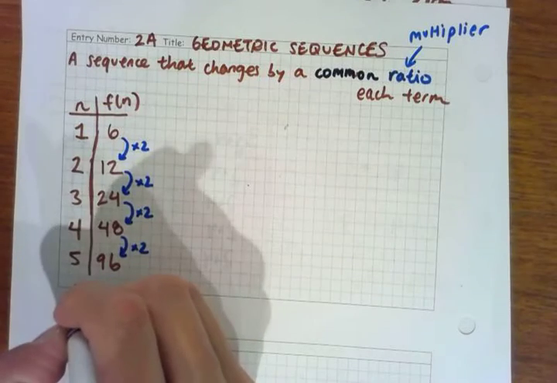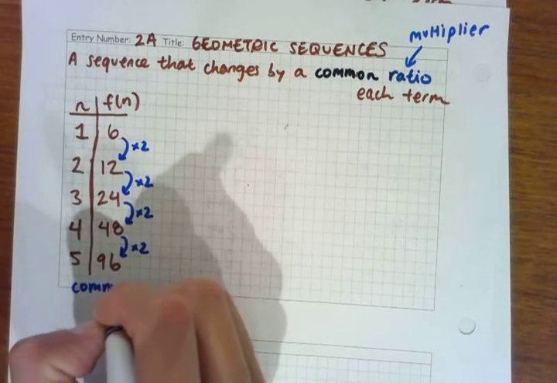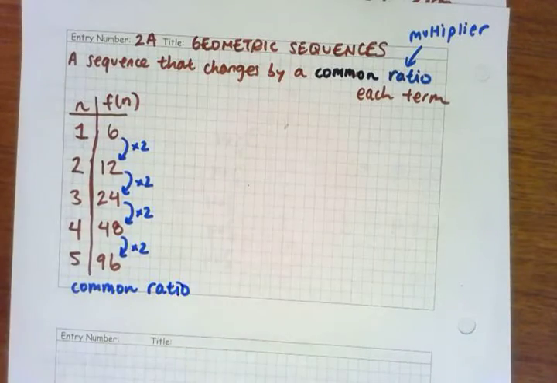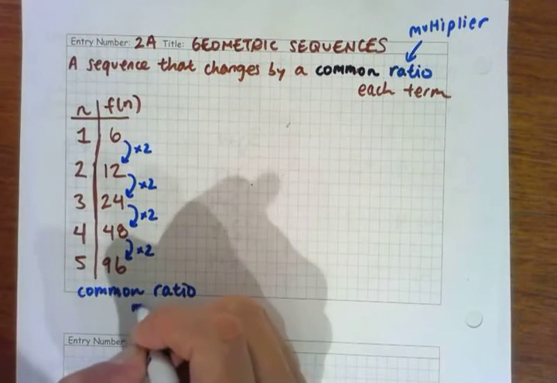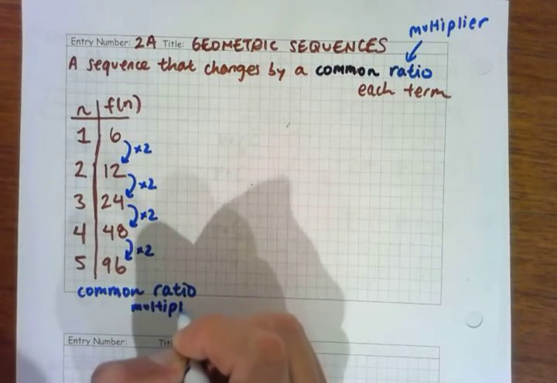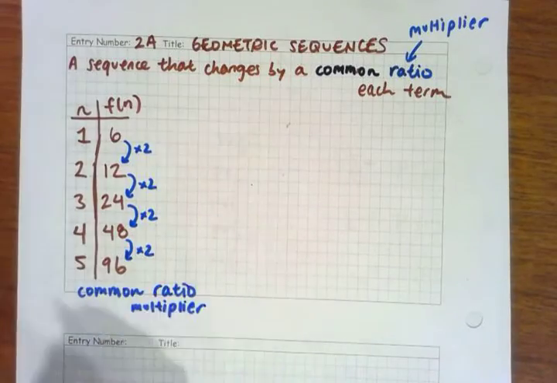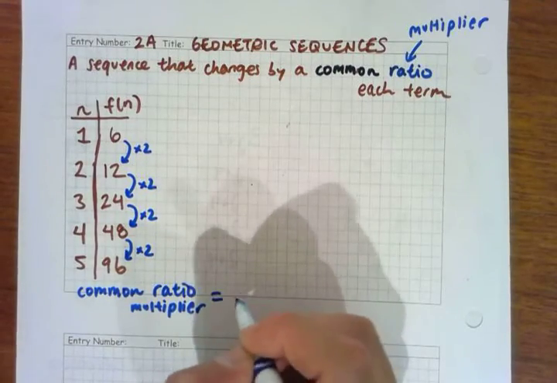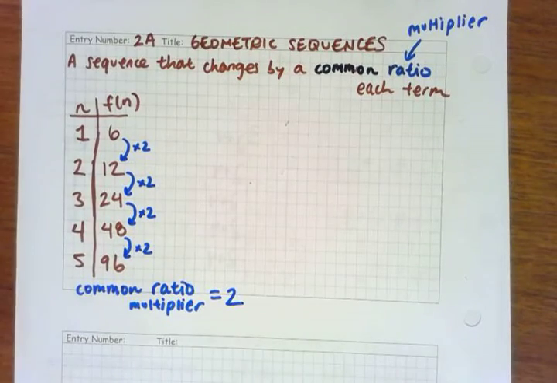So I can say that my common ratio, and underneath ratio I'm going to write multiplier, so that way I can remind myself that common ratio is kind of like a common multiplier. In this pattern, it's 2.